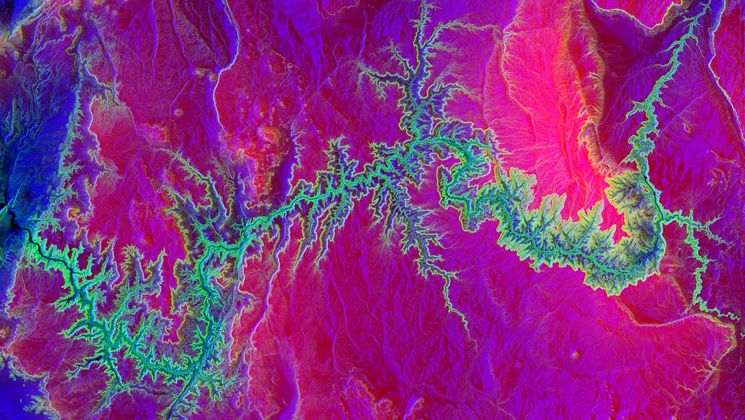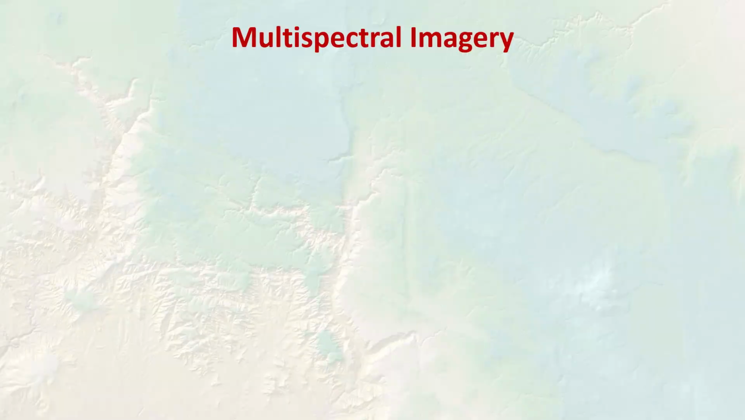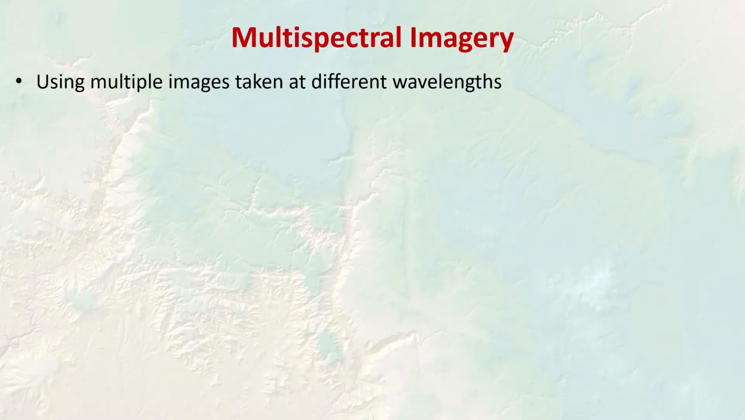Have elevation plugged into the red channel, slope plugged into green, and aspect plugged into blue, and this is the kind of thing you get. So you can play with this stuff. It's just sort of fun. All right, moving on back to imagery topics.